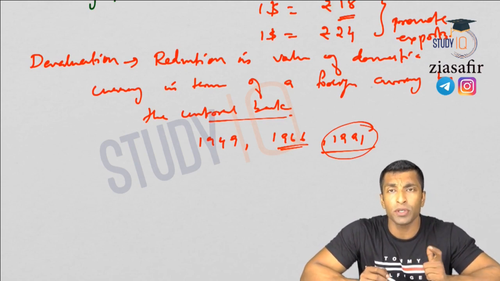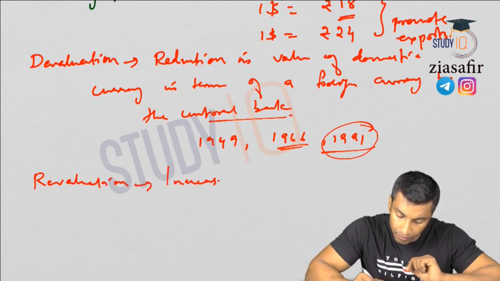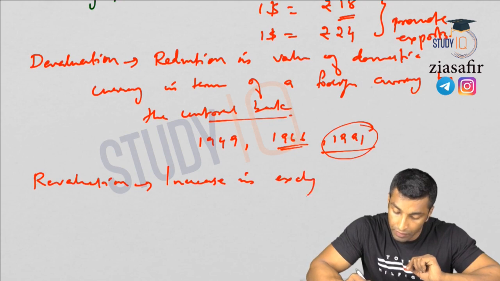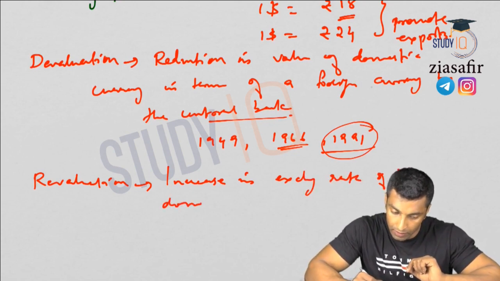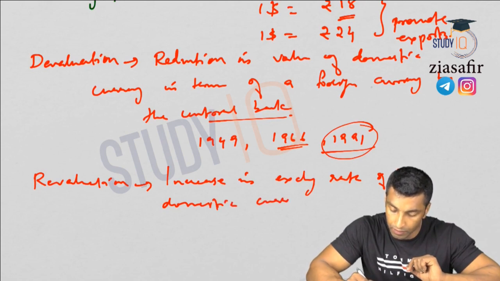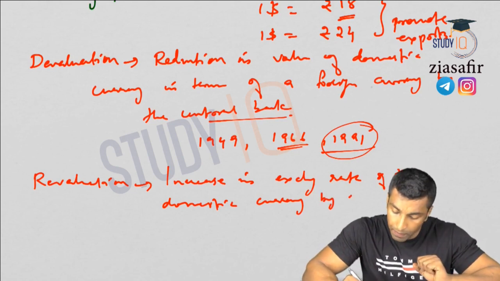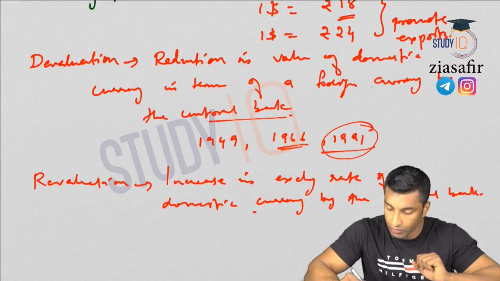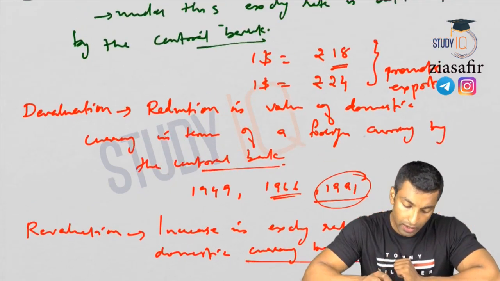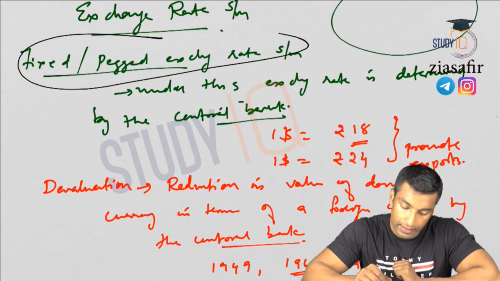So what about revaluation? Revaluation will be the opposite of devaluation. So revaluation is the increase in the exchange rate of the domestic currency in terms of other currency. Here we are talking about the dollar, by the central bank. So this is what you mean by devaluation and revaluation, which will happen only in this exchange rate system.